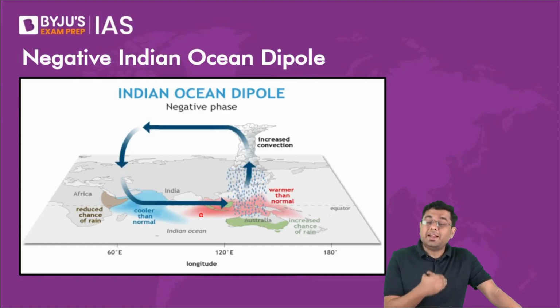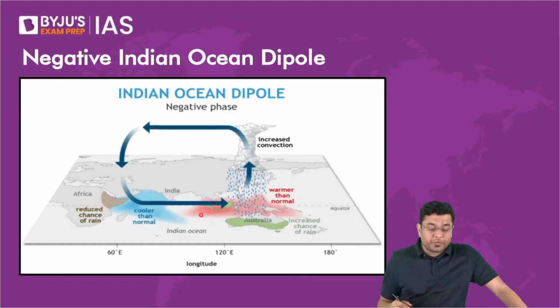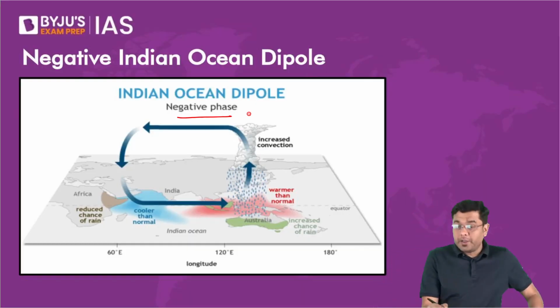So we can say that the normal phase can get intensified. That will be associated with the negative phase of IOD. So the negative phase of IOD is an intensified normal phase.